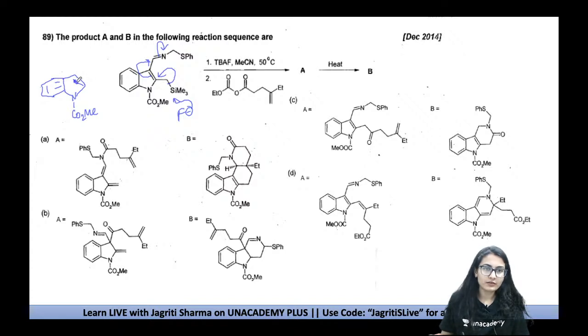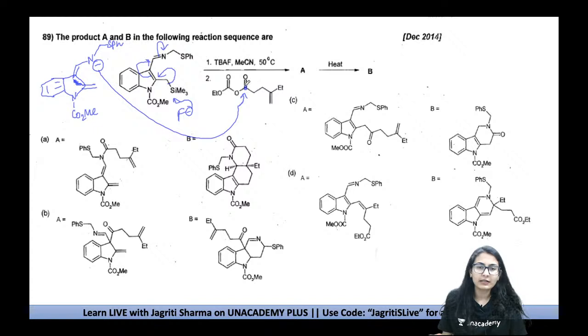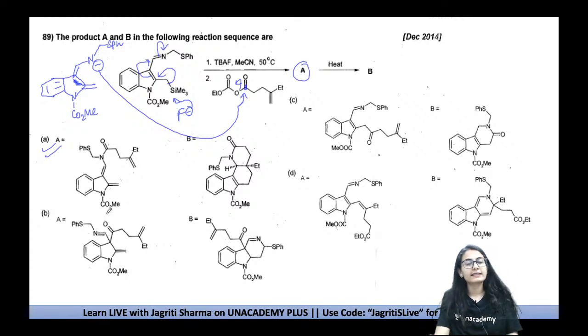Sorry guys, there is no double bond over here. There is a double bond right over here and over here, and the negative electron density on nitrogen. Now this is the correct resonance structure, and this is going to attack on the carbonyl carbon like this, so that you get your molecule. This is the product number A, alright? Yes, exactly. Extended conjugation is definitely going to take place.